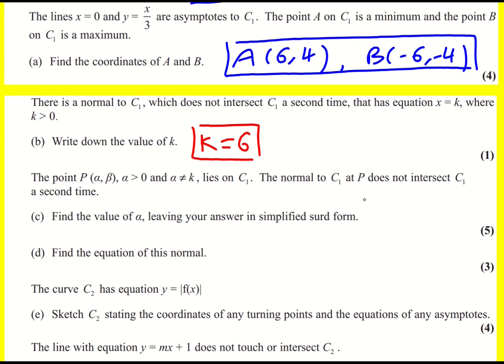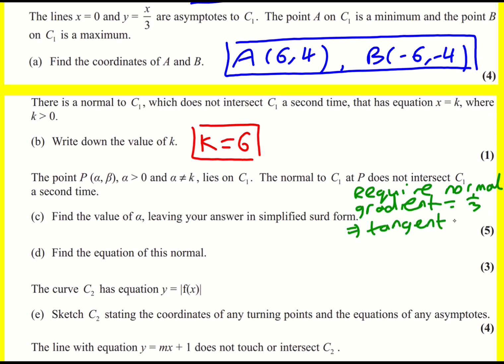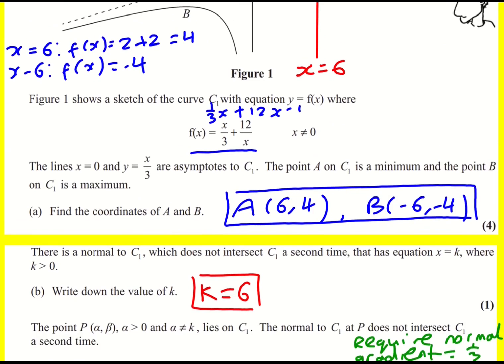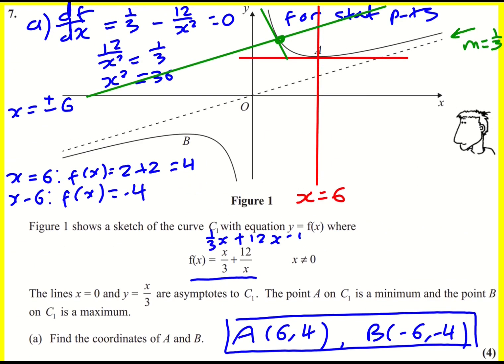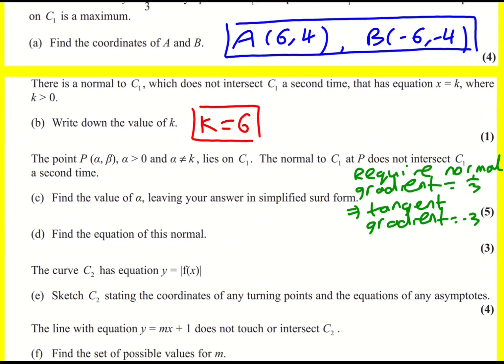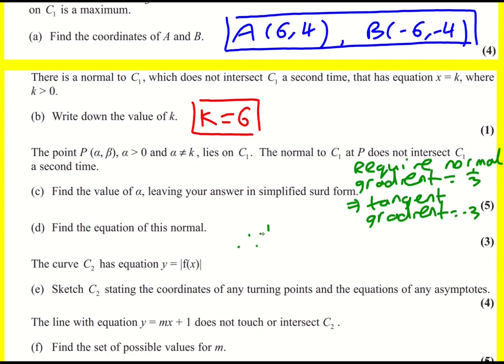So this is part C, we require the normal gradient equals a third. Might as well work in terms of the tangent because we've got a dy by dx. So remember, we worked out dy by dx. It was a third minus 12 over x squared. So therefore, a third minus 12 over alpha squared is going to equal minus 3.